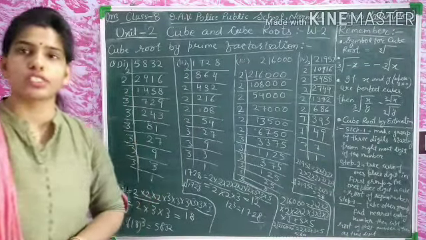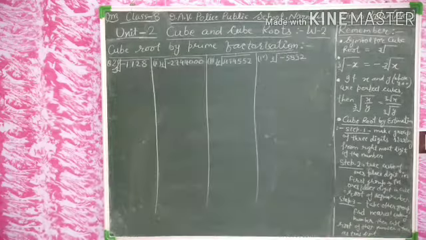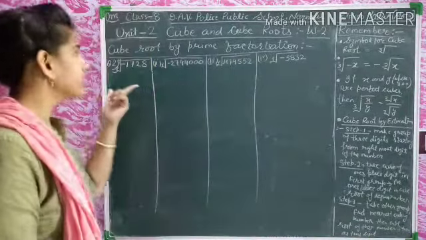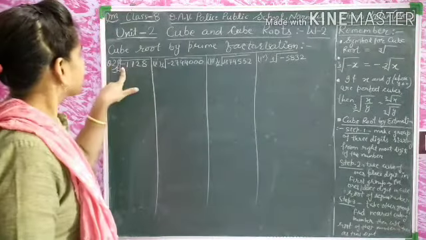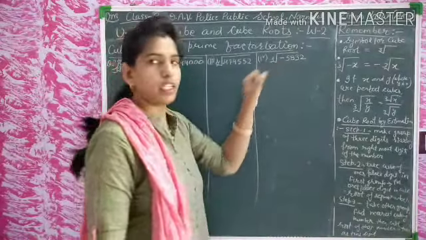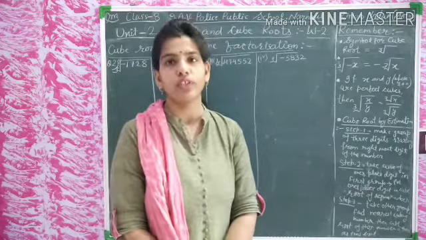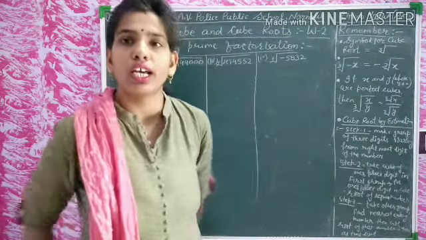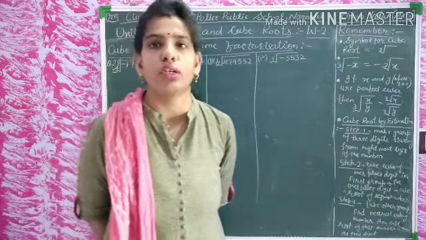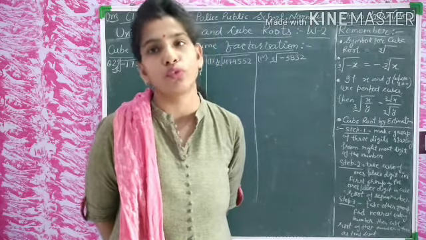Okay students, now we will go to question number 2. You are looking at the cube roots of negative numbers. Now we have to find the cube root of negative numbers. The point is that the cube root of any negative number is equal to the negative of the cube root of that number.